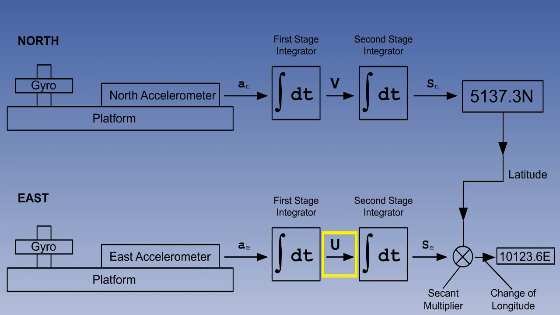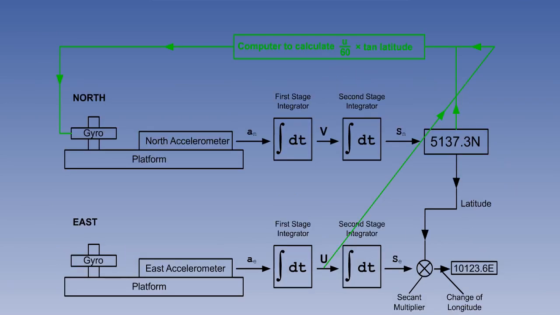Again, we can continuously calculate this correction by computing. We already have u in the east channel, and a continuously updated latitude in the north channel. So, similarly to the way we did before, we can feed a continuously changing value of u and another continuously changing value of latitude to a computer, which continuously calculates u over 60 times tangent latitude, and passes it to the appropriate channel of the platform.